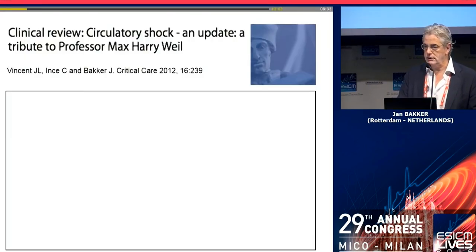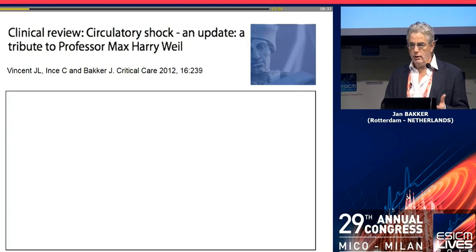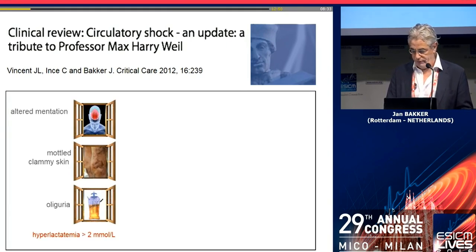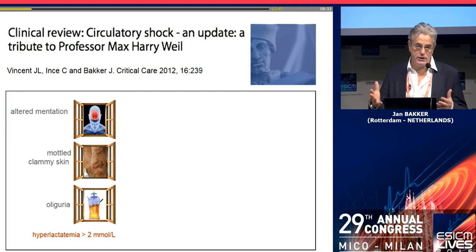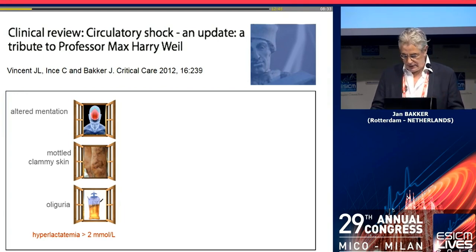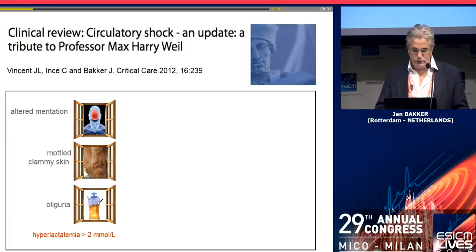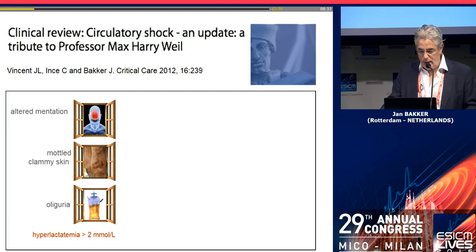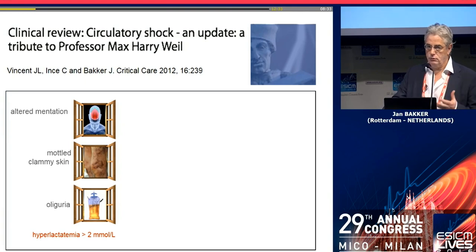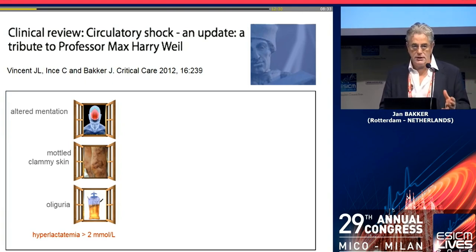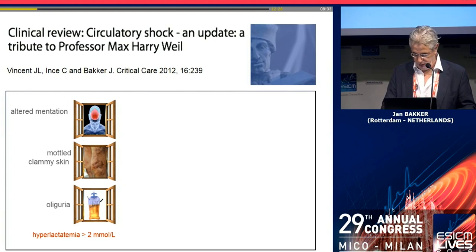Max Harry Weil was the founding father of critical care, and he also recognized that the periphery was one of the windows that we have to assess inadequate circulatory function in critically ill patients. He said there are basically only 3 windows, as we described when he died as a tribute to him. Alteration of brain function. And then the skin, either cold or clammy or mottled or whatever characteristic, but the skin is a window of circulatory adequacy.